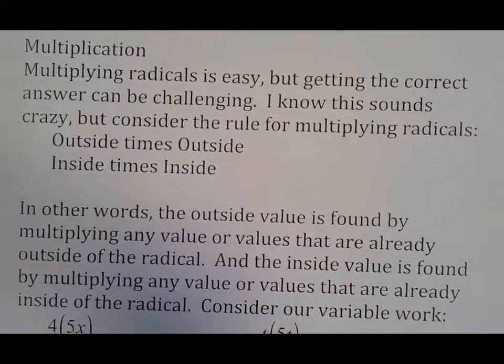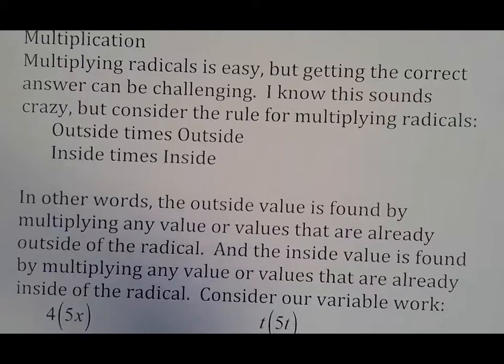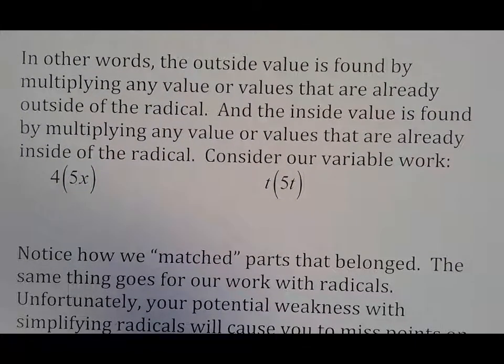Multiplying also exists. So multiplying radicals is easy, but getting the correct answer can be challenging. Again, I know that sounds crazy, but consider the rule for multiplying radicals and write it down. It makes sense. Outside times outside, inside times inside. Just like when we did fractions, it's top times top, bottom times bottom. In other words, the outside value is found by multiplying the values that are already outside the radical, or any regular numbers. And the inside value is found by multiplying the value or values that are already inside.